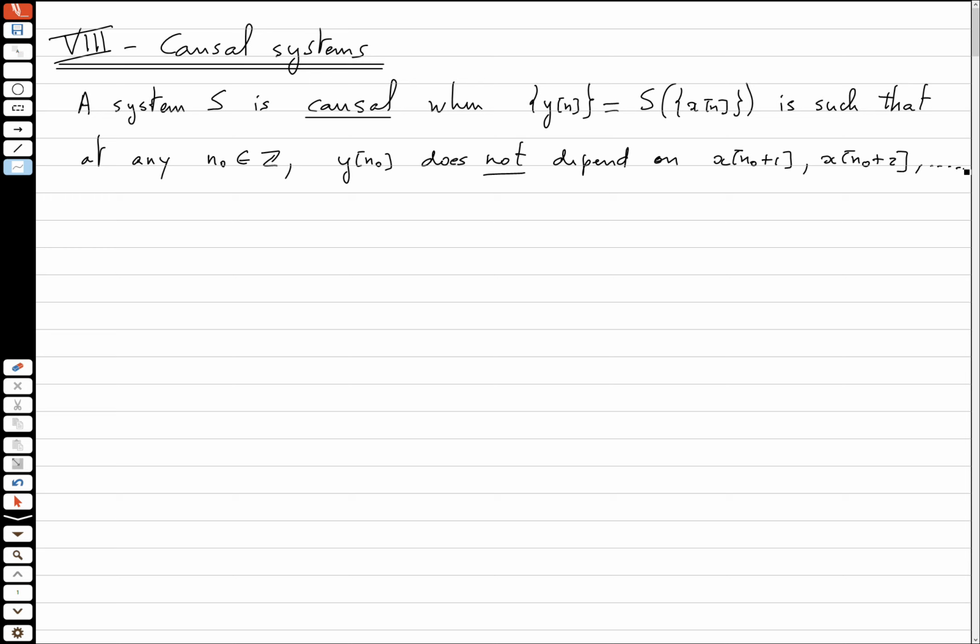So that's the definition of causal: you want the output not to depend on the future of the input. Okay, this is the future of the input, x of n naught. To emphasize, this is x of n naught plus 3. All right.